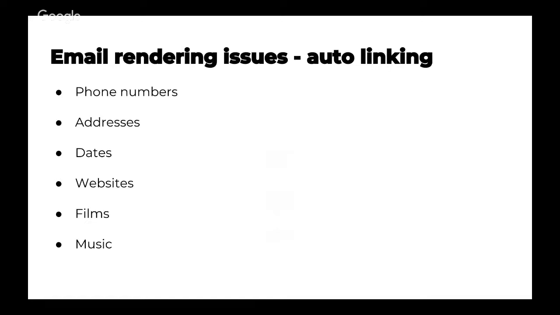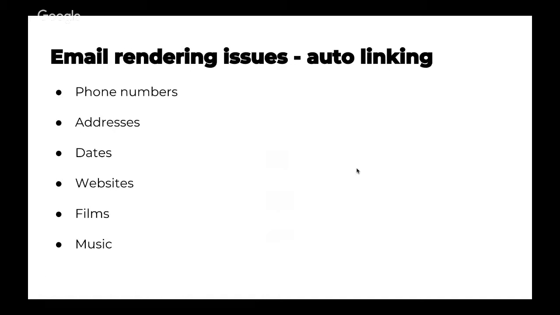Next issue is auto-linking. Auto-linking is something that's done by a number of email clients. I think most of them do it, mainly on mobile, but also on desktop. So this is where, if I was to email you and it had my phone number in it, the email client will look at it and say, oh, that's a phone number, and automatically convert it into a link. So then when you tap on the phone number on your mobile device, it will load up the phone app and start calling you.